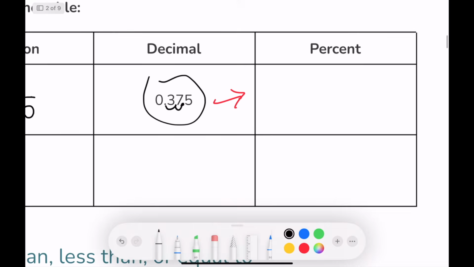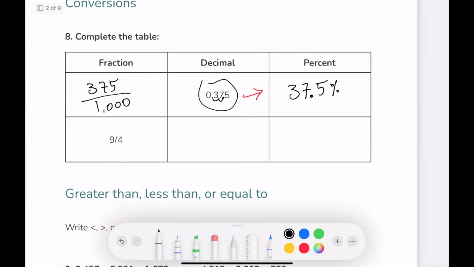So that's over 2 places, so that's 37.5%. Love it. All right, let's go.